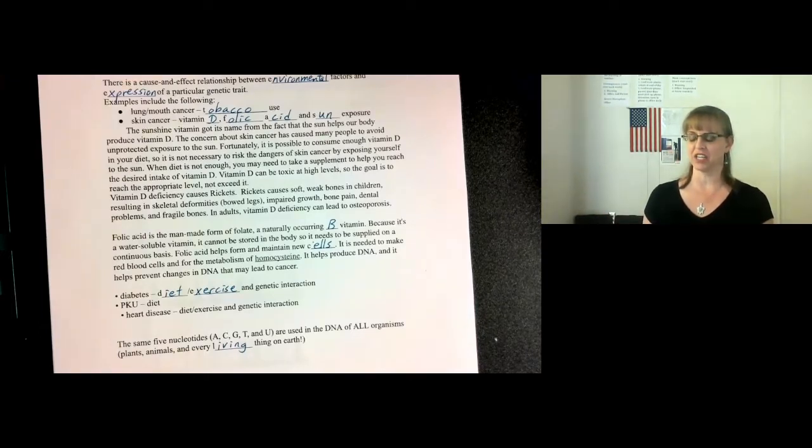So it's not a good thing to have. And you already know that heart disease is very strongly affected by whether you have a healthy diet and exercise or a poor diet and you don't exercise. So all of these are environmental conditions that can affect the expression of the genes that you may or may not have.